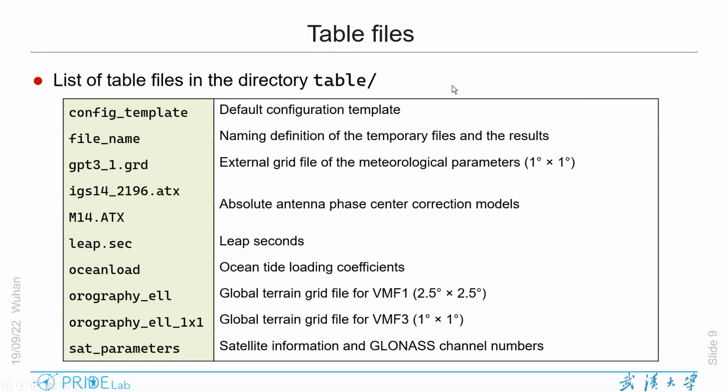Then we come to the table files. There are some files that are used to define the names of the resource files, such as the file name, and the grid files for calculating the tropospheric corrections, and the ocean loading coefficients, ocean node, and the antenna phase center model in the index files. They are used to calculate the different corrections for the least square estimation. Usually, we don't need to modify them. They can also be updated automatically.